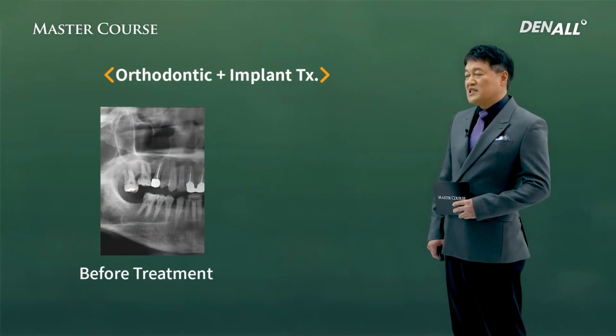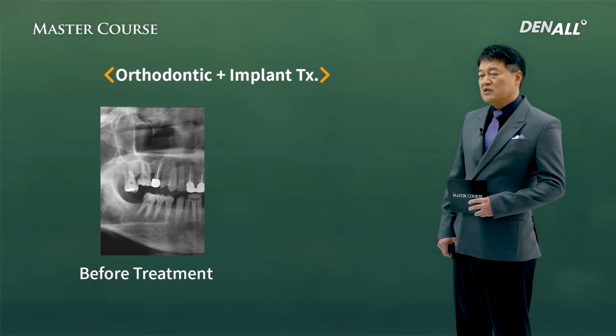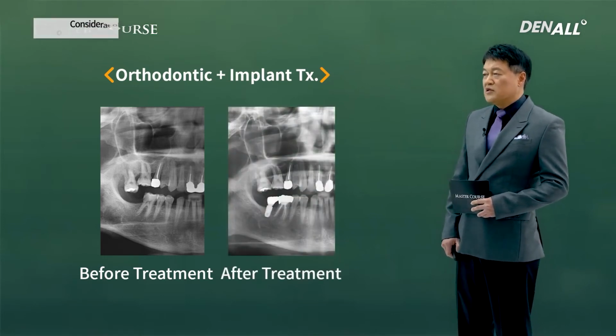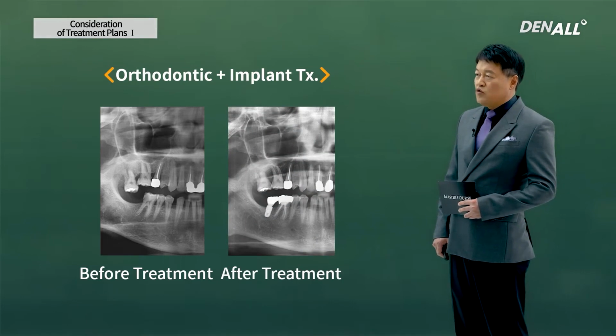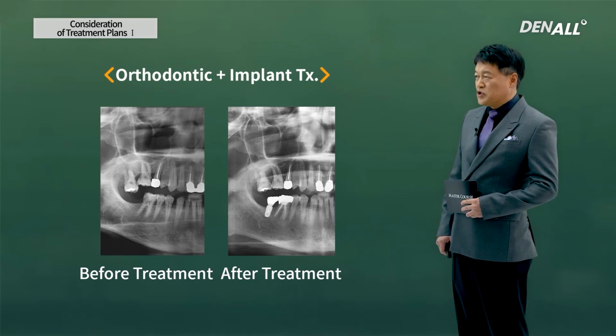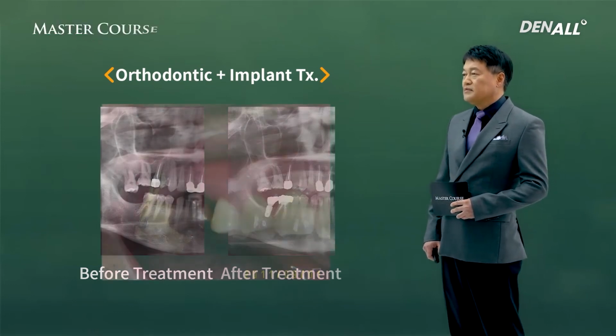As you can see, tooth number 47 is missing. If implant surgery is necessary, number 17 is severely extruded. In this case, implant surgery cannot be done immediately, and first, with orthodontic treatment, the extruded tooth needs to be pushed back, and implant treatment can then proceed.